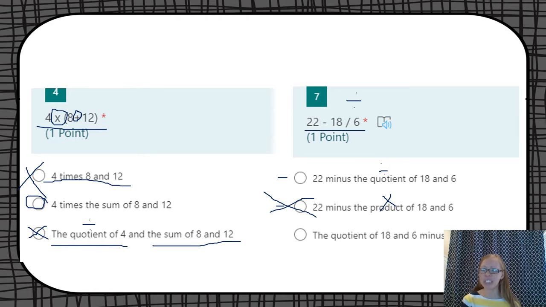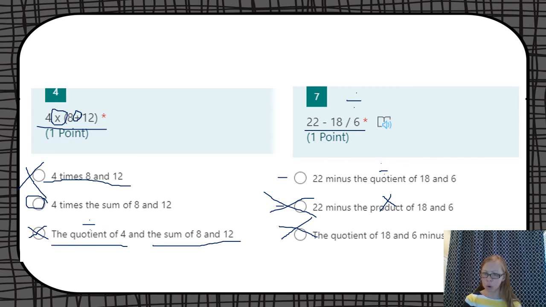And our third choice, the quotient of 18 and 6 minus 22. This has quotient and it has minus. However, they're in the wrong order. The quotient of 18 and 6 is right. We're clearly dividing 18 divided by 6. But 22 is the number that should come first because we're subtracting the quotient from 22, not the quotient minus 22. So this one's close, but not in the proper order.